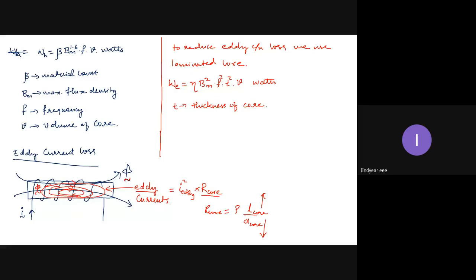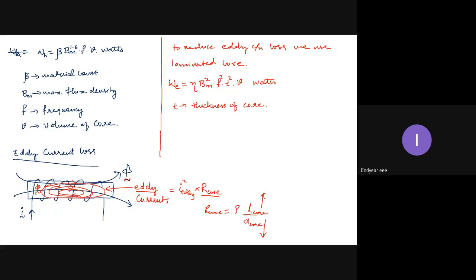T is thickness of the core. Now the eddy current losses are proportional to the square of the thickness. But thickness of the core depends upon the power rating of the machine. When you study design, you will get to know. The volume of the machine is depending upon power rating. I can't change that.